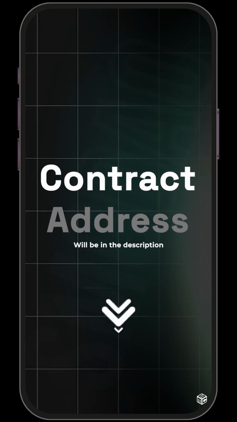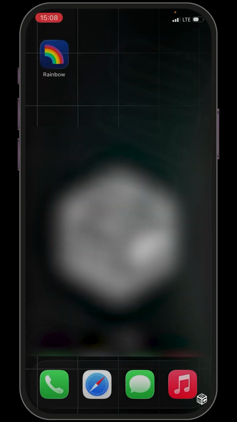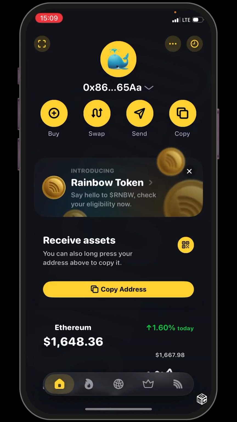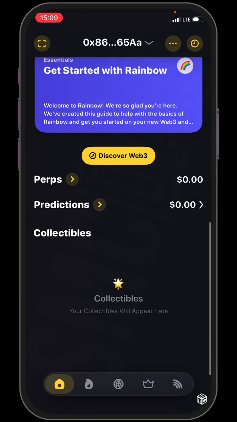So first off, download the Rainbow Wallet from your App Store or Play Store, depending on the device you have. Set it up and fund it with some USDC. So this is my Rainbow Wallet right here. You could fund it by either buying USDC directly within the Rainbow application by clicking the buy button right here, or you buy USDC on an exchange and send it to your wallet. Okay, so once you've funded your wallet, scroll down and click predictions.